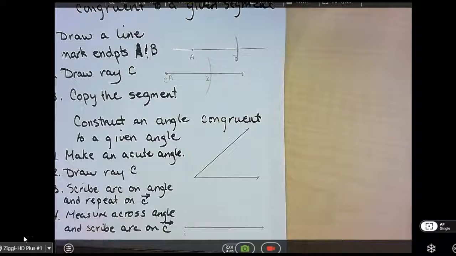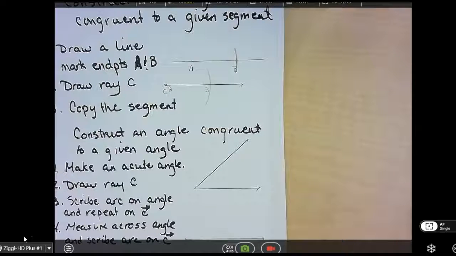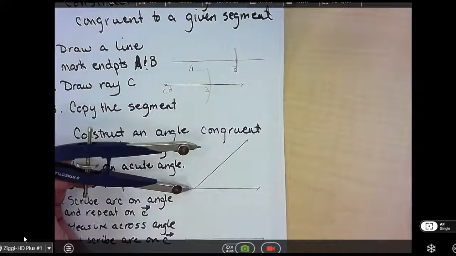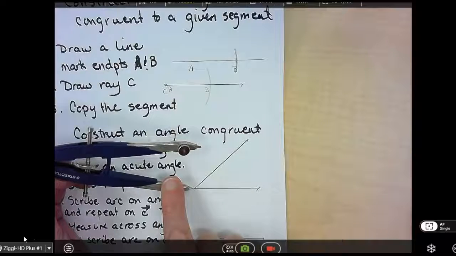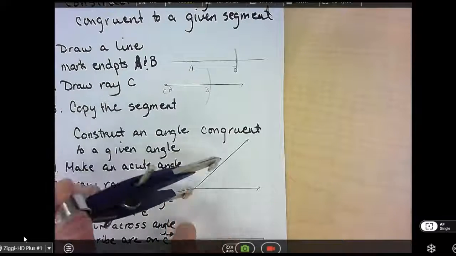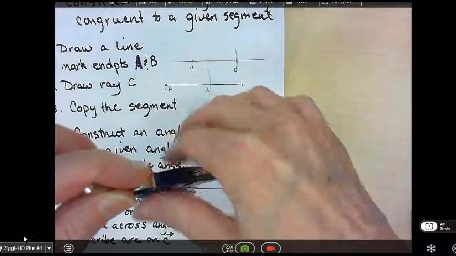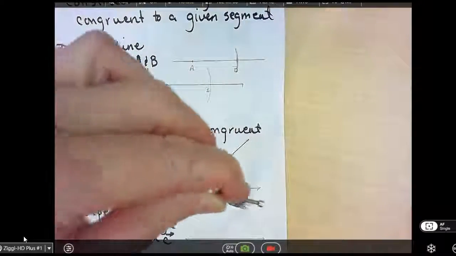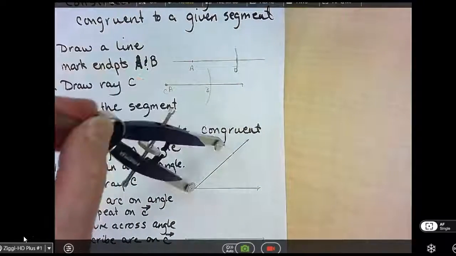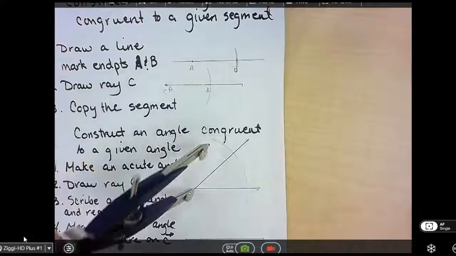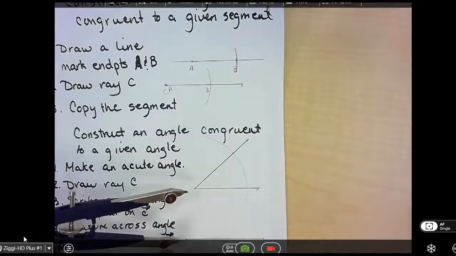Okay, so now scribe an arc on the given angle and repeat on C. So I'm going to go to this endpoint. I want to be right in the center of all those intersecting lines. Push in my point, and I can use any size of arc. Scribe an arc. Move your endpoint down to your point C.